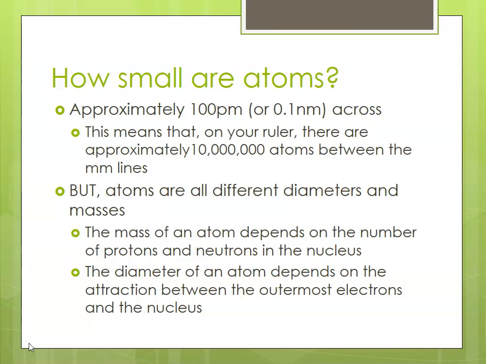The diameter of an atom is going to depend on the attraction between the outermost valence electrons and the nucleus. Greater attraction, smaller radius. We're not really worried about the radius or diameter of an atom in this particular topic. We'll save that one for level 3 chemistry. But the mass of an atom is quite important, and that is dependent on the number of protons and neutrons in the nucleus. But why should you care?